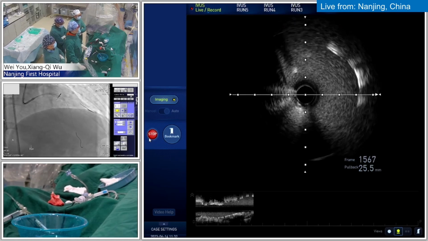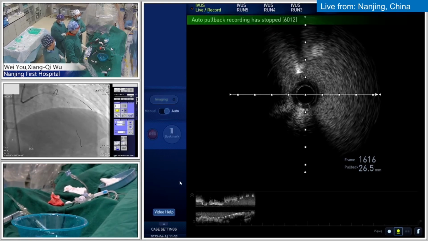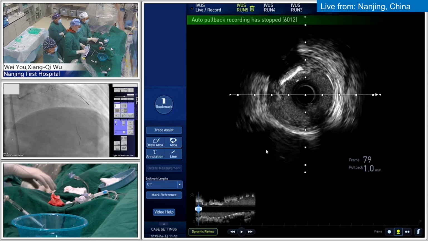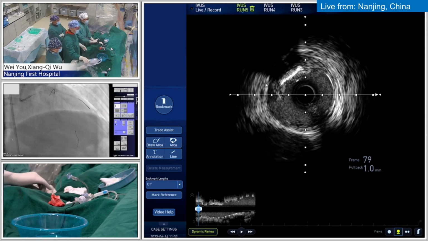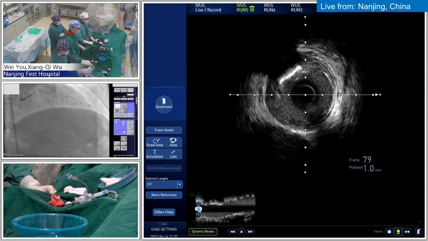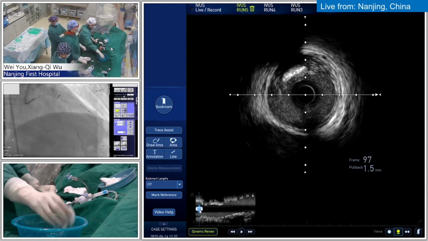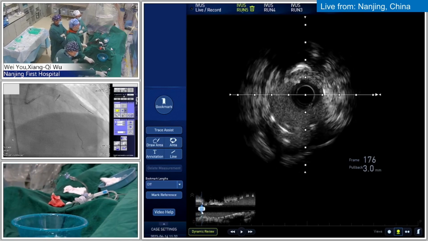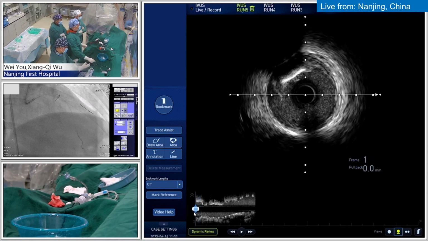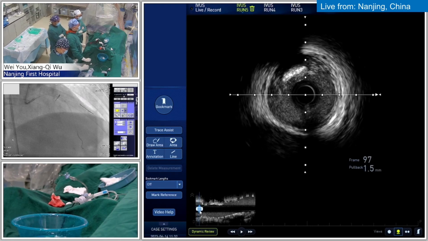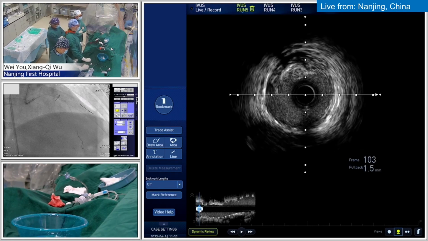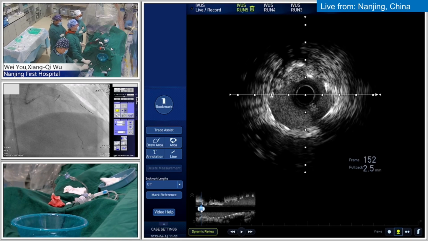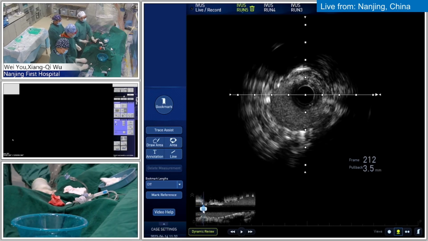So all the questions have been answered. Further, you see the medial dissection. The dissection involves the media, about 2 millimeters. So also satisfied with the ultimate criteria, right? Okay, take a picture again.